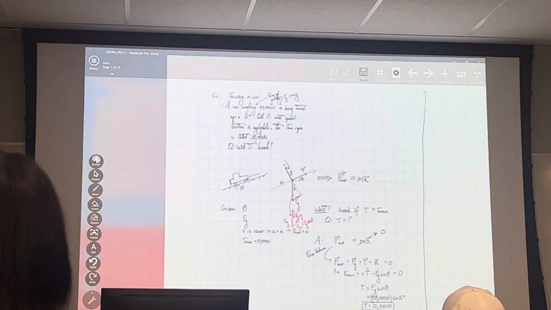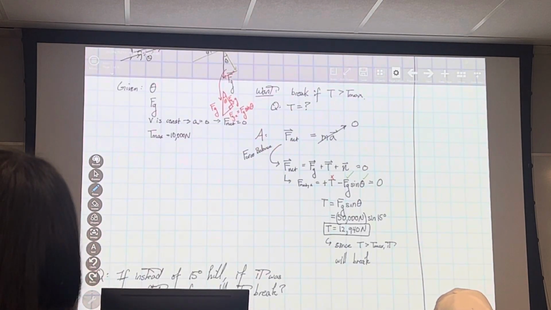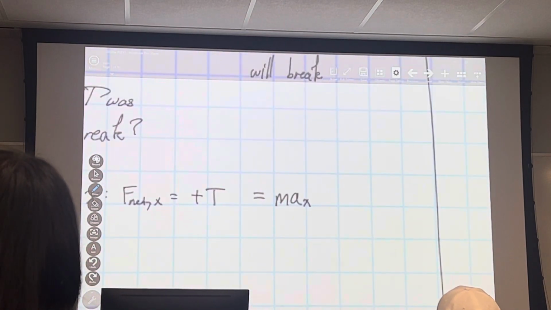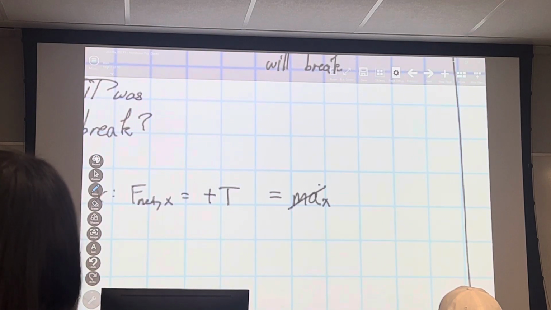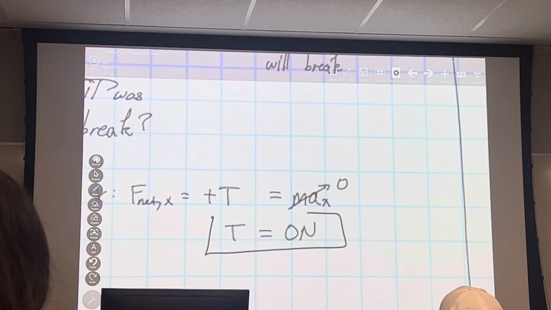It's still moving at constant speed. If it's constant speed, then what's the acceleration? 0. Meaning tension is equal to 0 newtons. And that's our final answer.